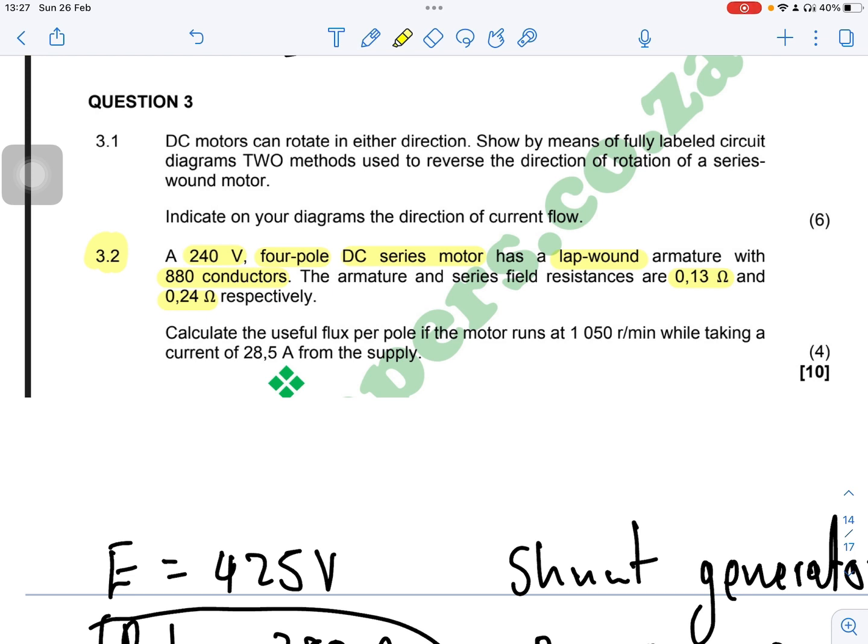Now they want us to calculate the useful flux per pole if the motor runs at this speed. It's in revs per minute, which is a good thing, while taking a current of 28.5 amps from the supply. So we are given a supply current.